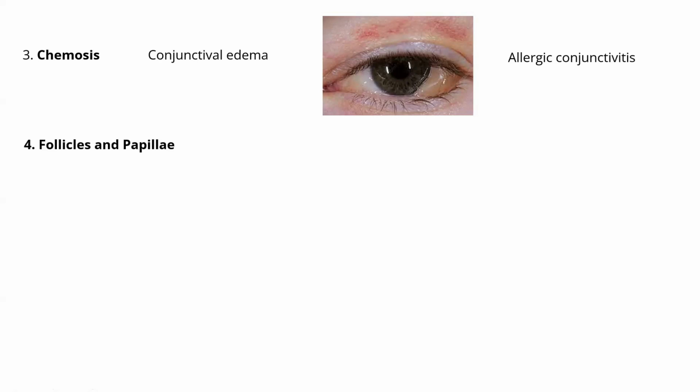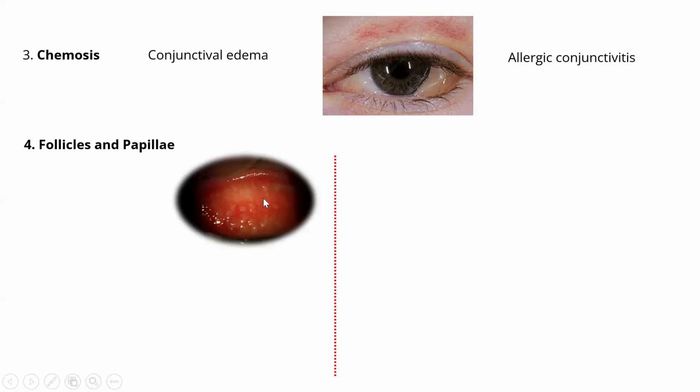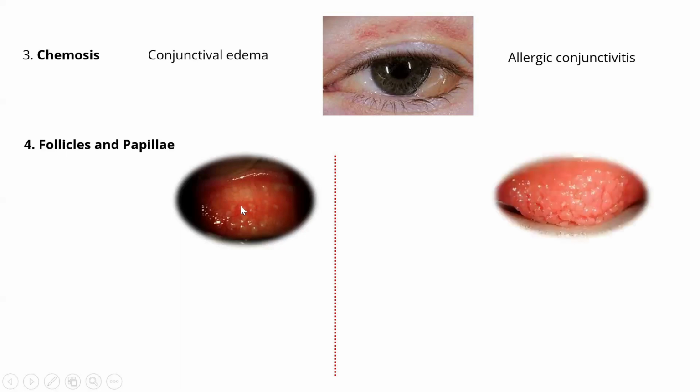The next thing that we see is the presence of follicles and papillae. What are these follicles and papillae? These are most commonly seen in the palpebral conjunctiva. Follicles are whitish, otherwise described as sago grain appearance, on the palpebral conjunctiva.